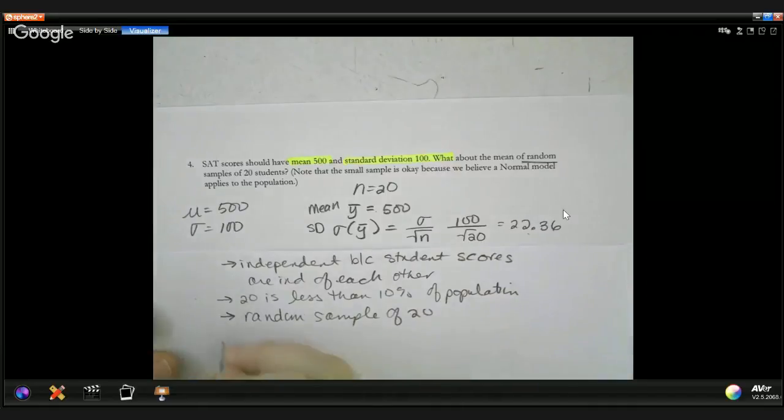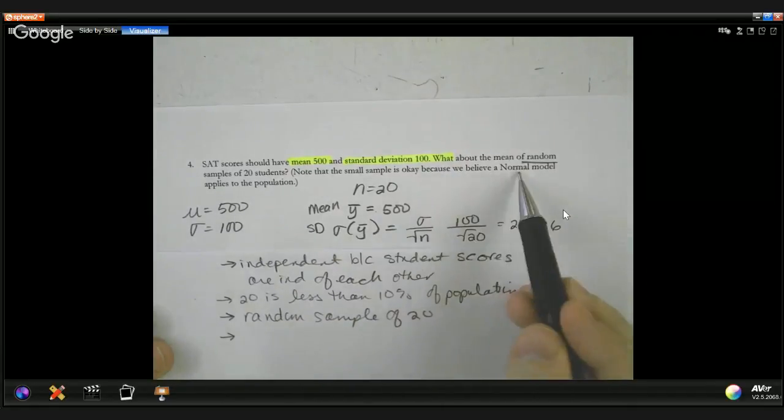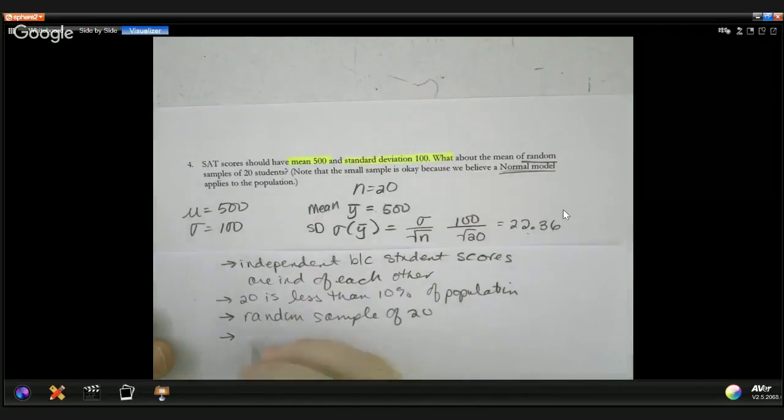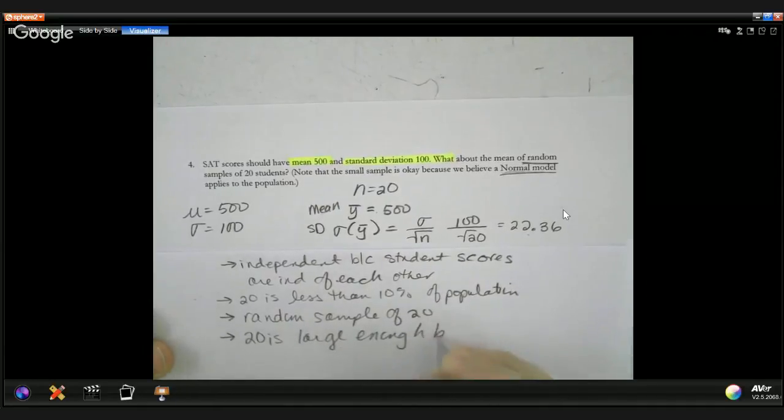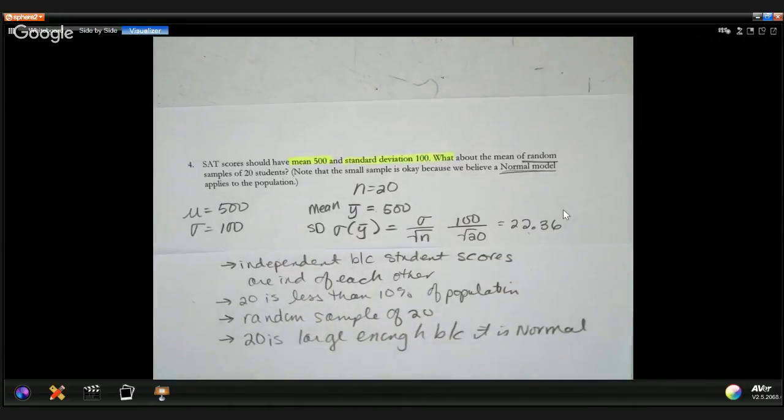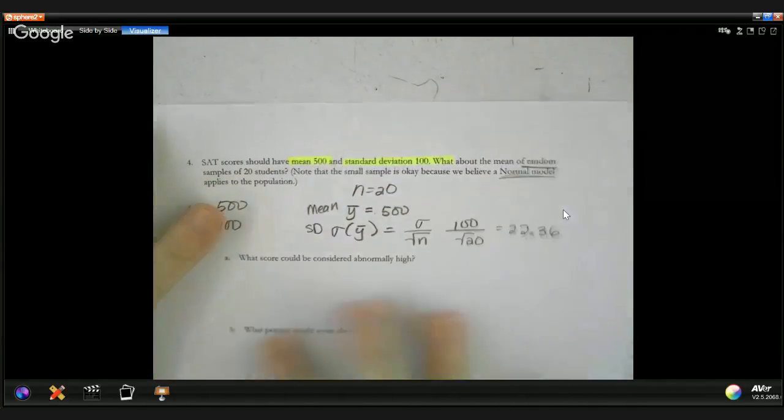And then if it's large enough, this is when we have to know if it looks normal, but it told you here that it looks normal. So 20 is large enough because it is normal. If it was skewed, 20 might not have been large enough to make this work. So those are the conditions you would have to check. Now, since I checked those conditions, I'm done checking those conditions for this problem. Okay, so let's look at the next one.